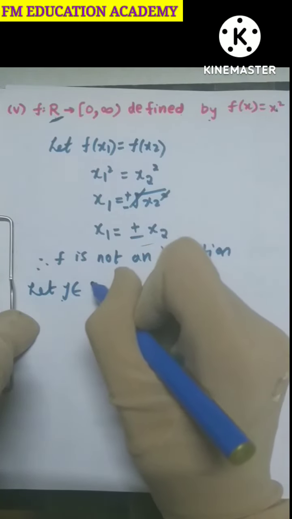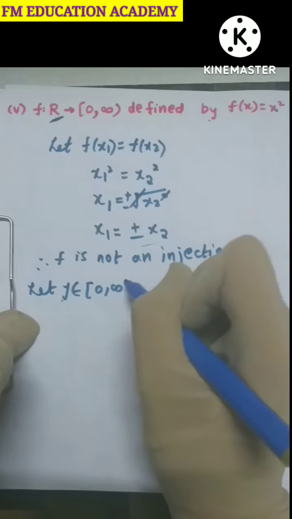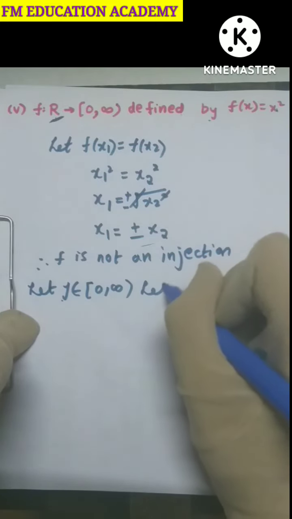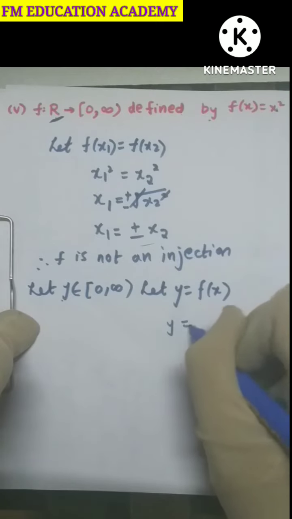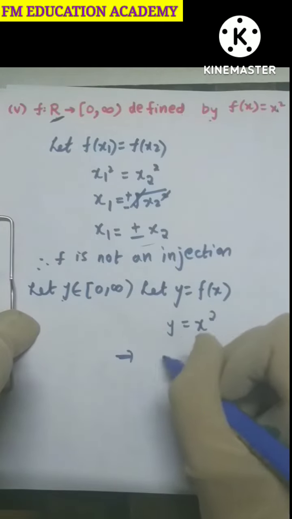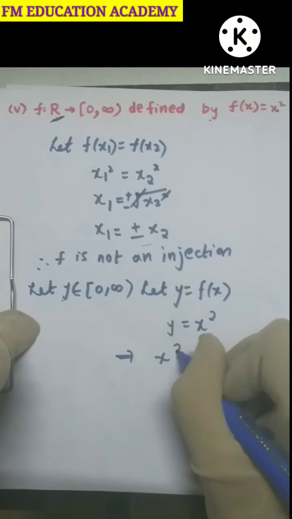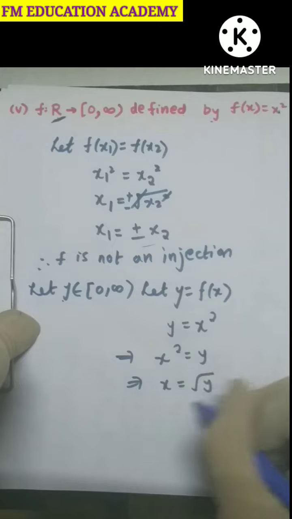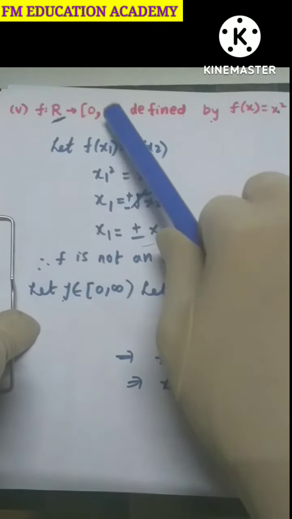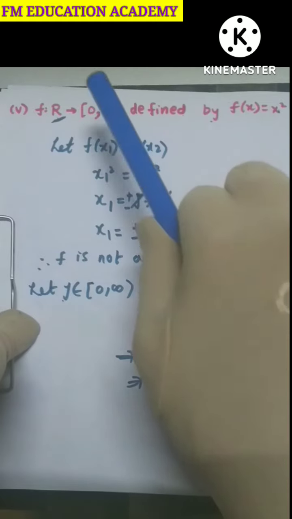So let y belong to 0, infinity, and we know that y is equal to f of x. Here we are assuming. So what is f of x here? x square. Now to find out the value of x, what we'll do? x square is equal to y, or x is equal to square root of y. Now these will be positive values only, plus root y only. Why will it be plus root y? Because here it is given that y belongs to 0, infinity.